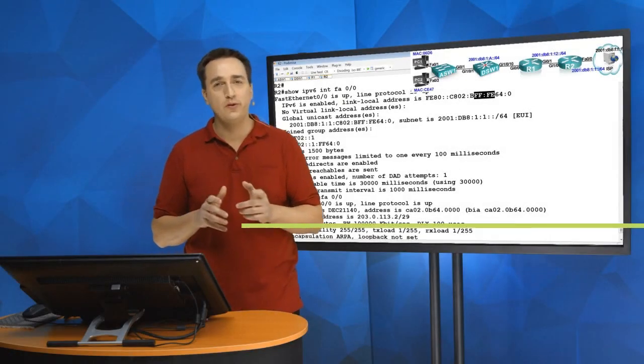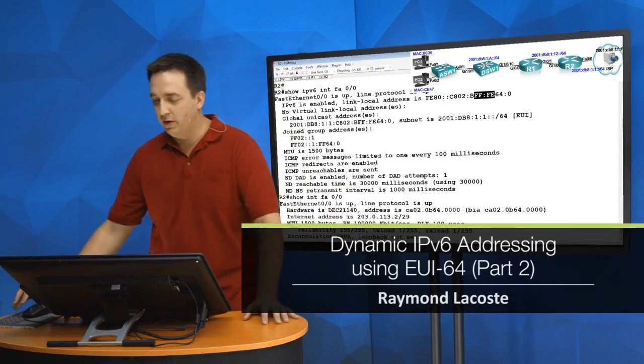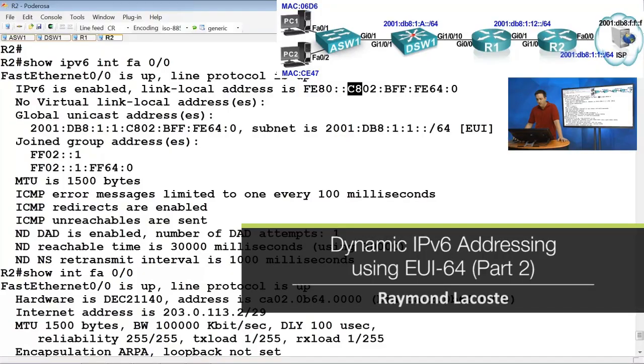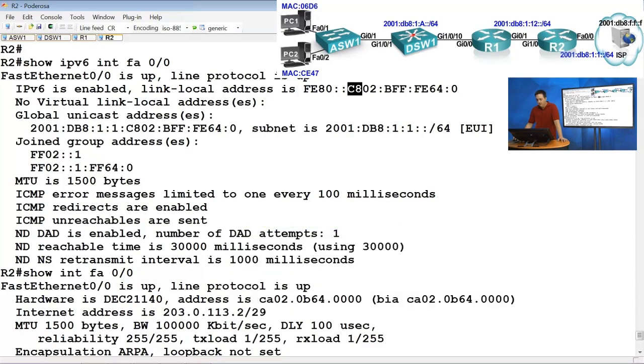Now, there's a little more to it than just that. Because if you notice, it's not an exact replica, is it? Notice the beginning is C8, where this is CA. C8 and CA. What do they do there? Well, they want to make sure this is unique enough.